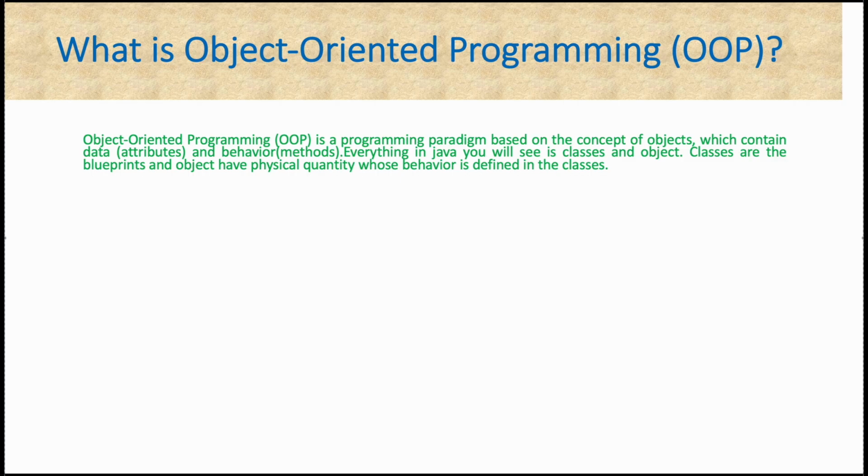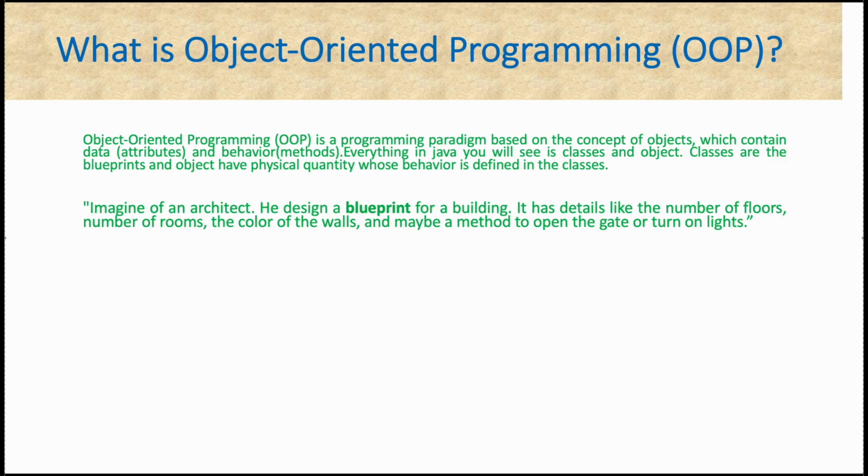Everything in Java you will see is classes and objects. Classes actually are the blueprints, or you can say they are the design, and objects have physical quantity whose behavior is defined in that class. Imagine an architect. He designed a blueprint for a building. It has details like number of floors, number of rooms, the color of the walls, and maybe a method to open the gate or turn on lights. This is a blueprint of how the building is going to be built and what the functionalities of that building are.